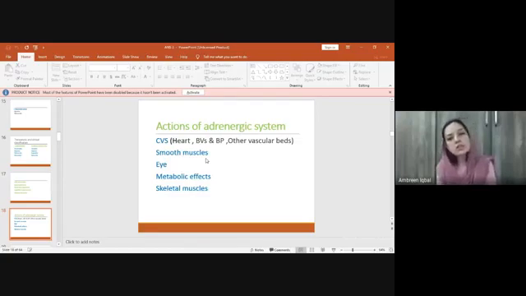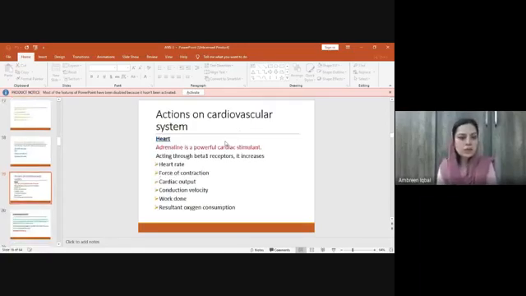Now coming towards the actions of the adrenergic system. We've earlier studied the introduction of the sympathetic system, the neurotransmitters, and the receptors located. Now we are going to discuss what adrenaline is going to do when it acts on different systems in our body, like the CVS, smooth muscles, eye, the metabolic effects, and the skeletal muscle actions. When it comes to the CVS, we discuss the heart, the blood vessels, and obviously the blood pressure. On the heart, there is only one beta receptor.